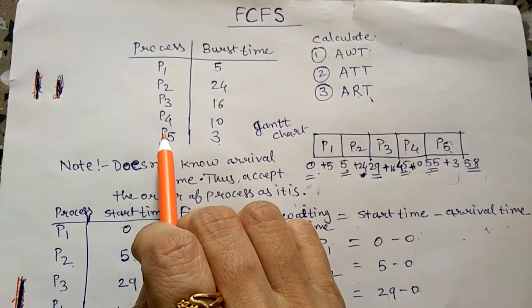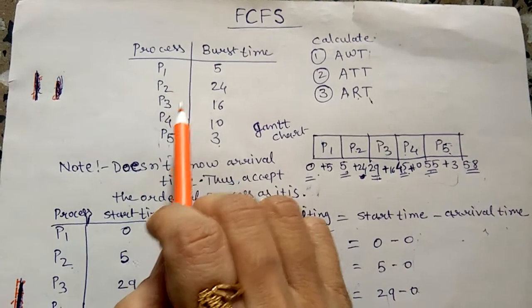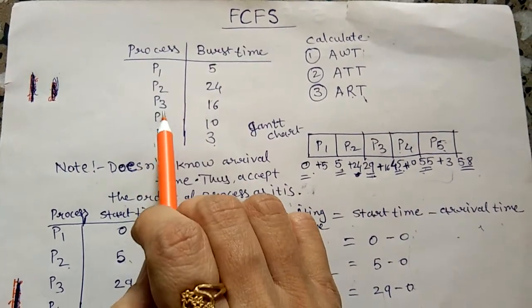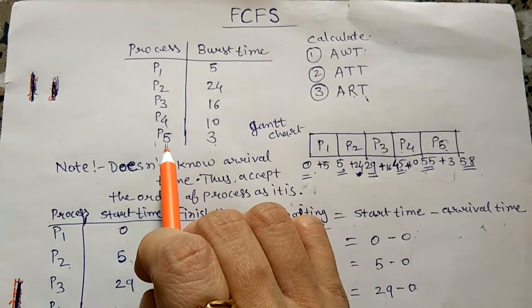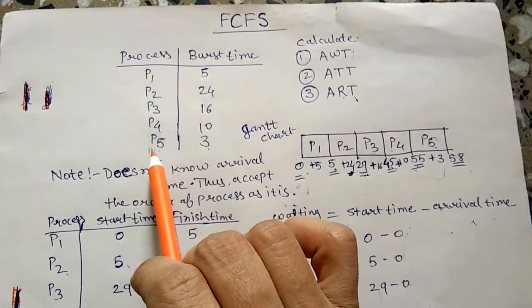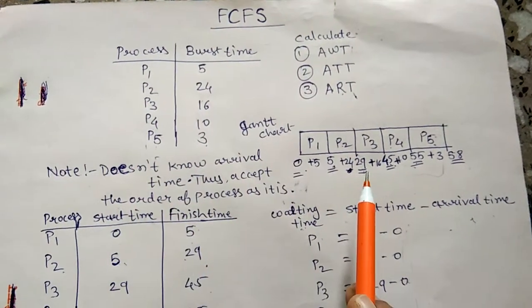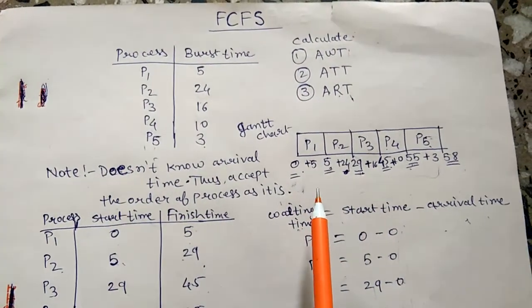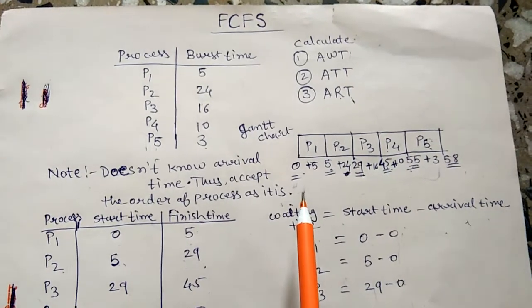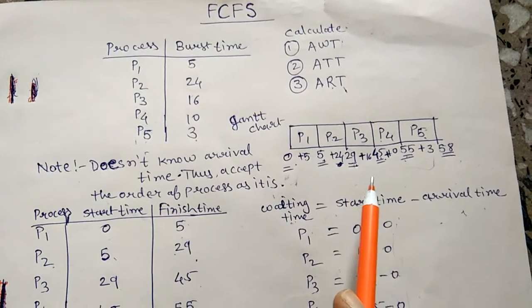We can't change the order, right? We cannot take P2 first, then P1 next, then after that P3, or later on a P5 or something like that. We cannot change the order. The sequence will remain as it is in the Gantt chart because we are assuming that P1 has arrived first, then P2 has arrived, then P3, then P4 and P5.